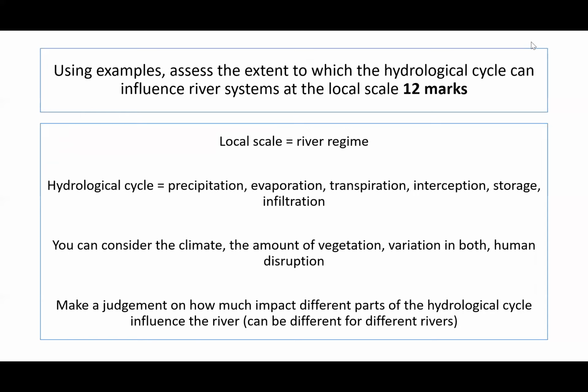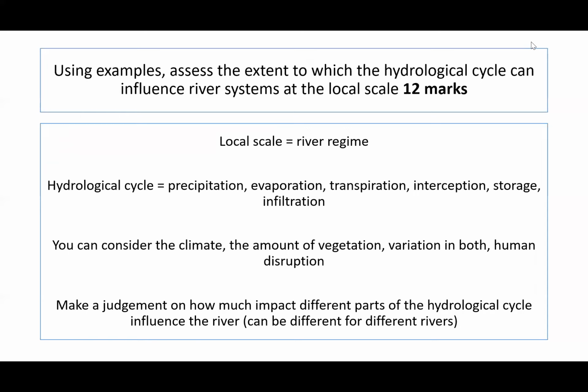You could consider the variation that you get within the river system. For example, the Nile crosses something like 11 countries and a range of different climate zones. That's going to have an impact. You might even consider the impact of human disruption. You might think that human disruption has more of an impact than perhaps the natural processes.